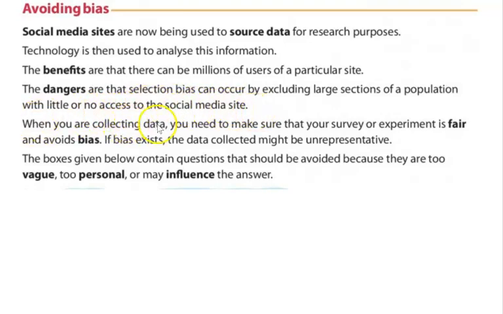When you are collecting data, you need to make sure that your survey or experiment is fair and avoids bias. If bias exists, the data collected might be unrepresentative. The boxes given below contain questions that should be avoided because they are too vague, too personal, or may influence the answer.